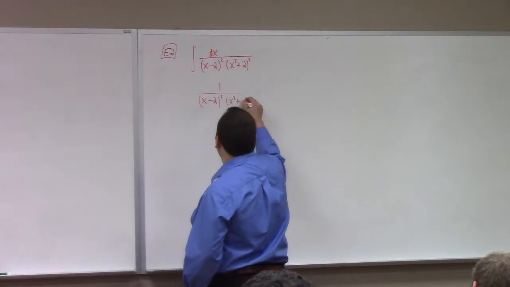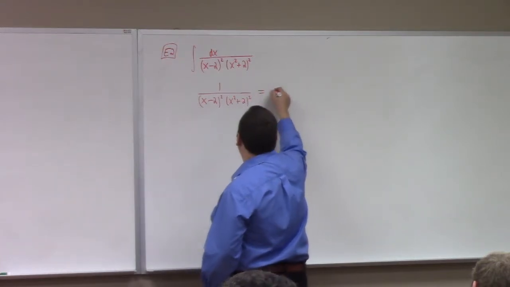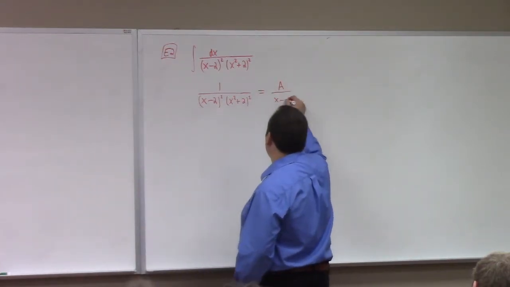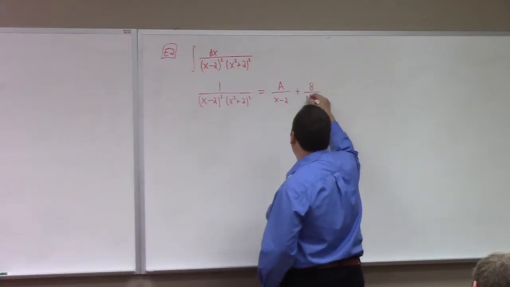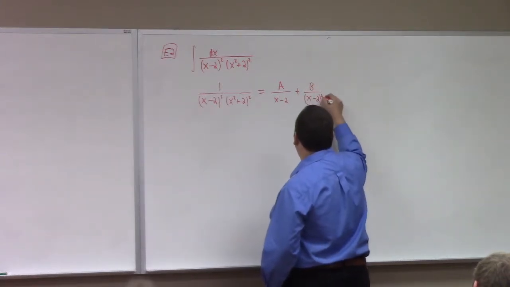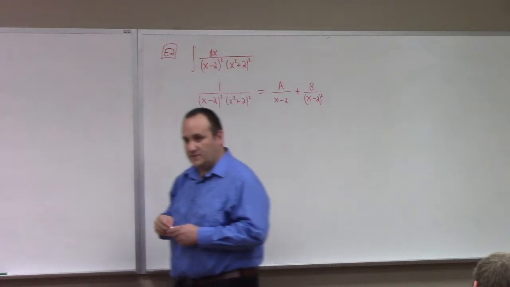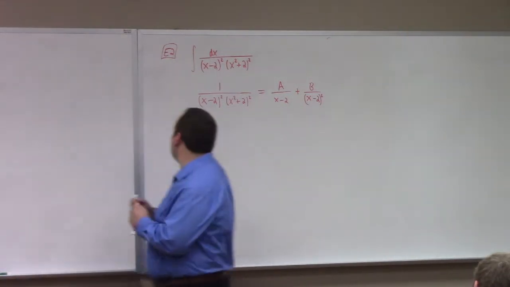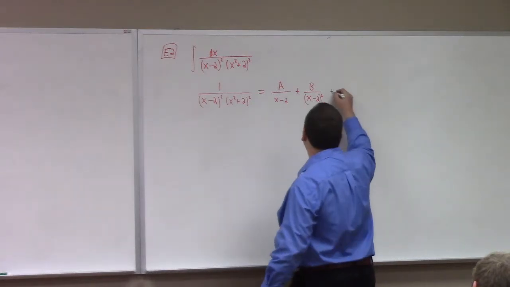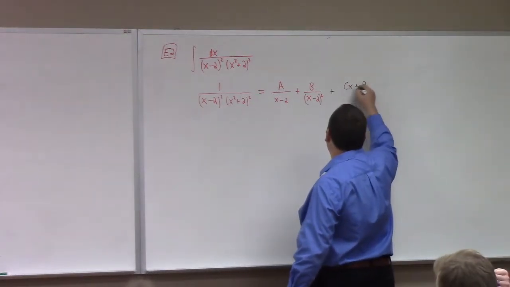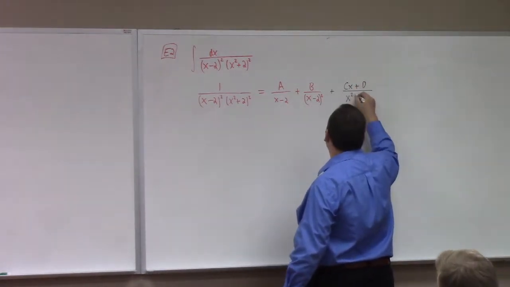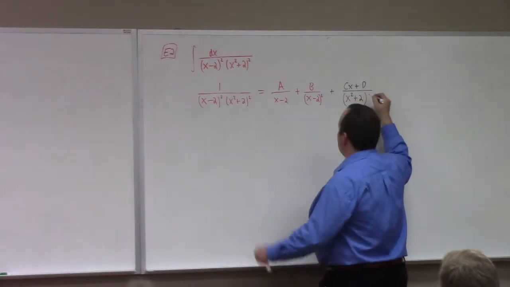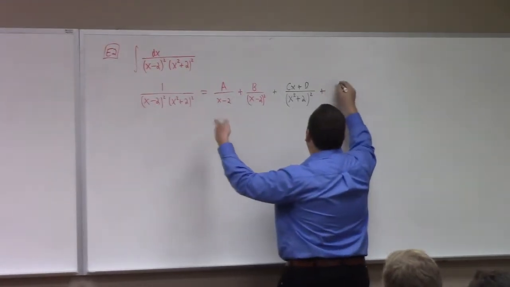Over x minus 2. So I do a over x minus 2 plus b over x minus 2 squared. That picks up the first term in the denominator. Then cx plus d over x squared plus 2. And I can either square it or I can do the next one without the square. I mean, whatever.